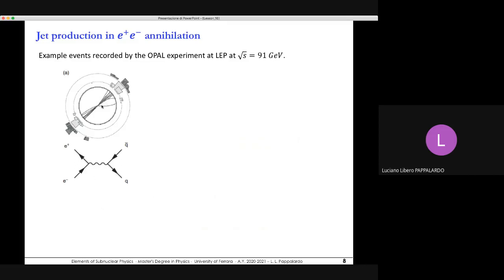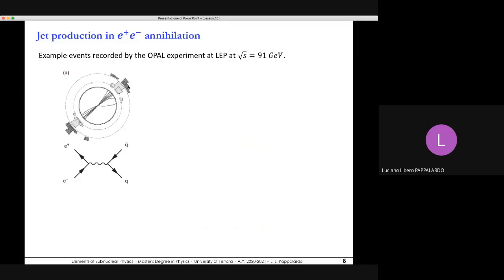The tracks that you see here are the tracks left by the hadrons in the tracking detector in the inner part. They are bent because this was, of course, inside the magnetic field. And then this block that you see here corresponds to the energy released by the hadrons, either in the electromagnetic calorimeter or in the hadronic calorimeter. But it is clear that we have two jets back-to-back.